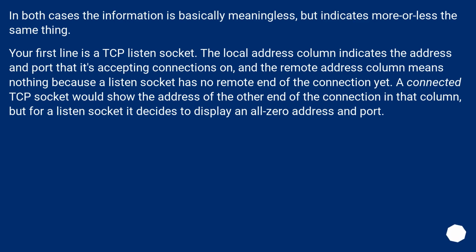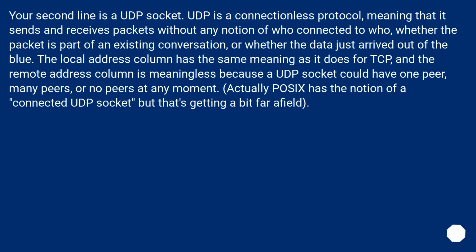A connected TCP socket would show the address of the other end of the connection in that column, but for a listen socket it decides to display an all-zero address and port. Your second line is a UDP socket. UDP is a connectionless protocol, meaning that it sends and receives packets without any notion of who connected to who, whether the packet is part of an existing conversation, or whether the data just arrived out of the blue.